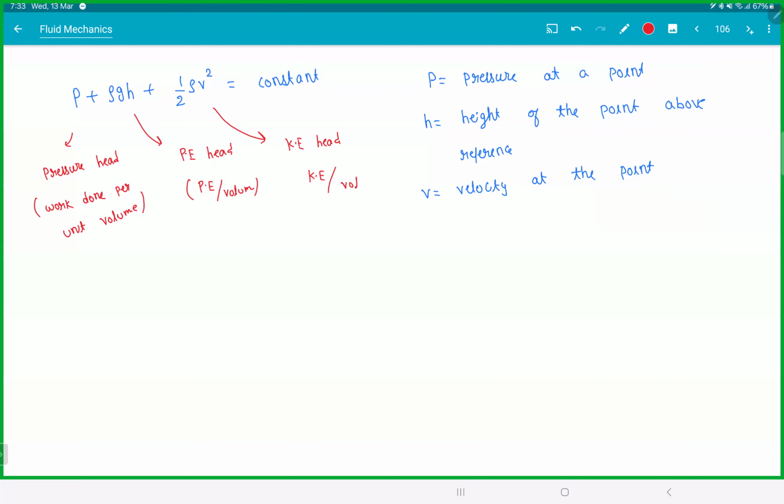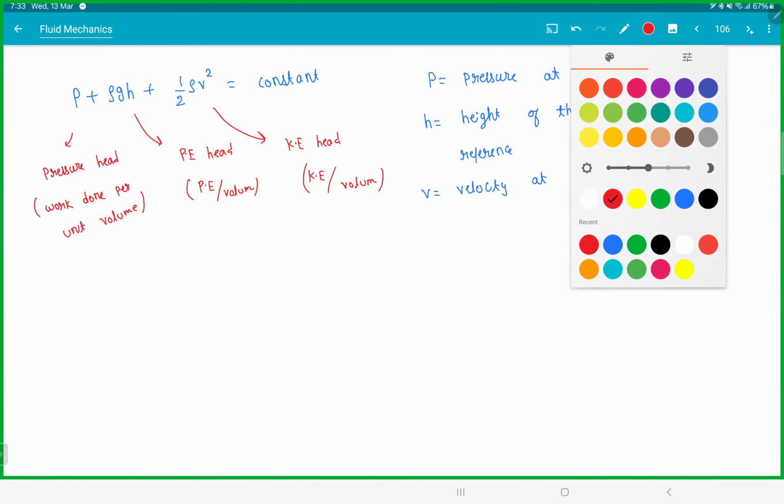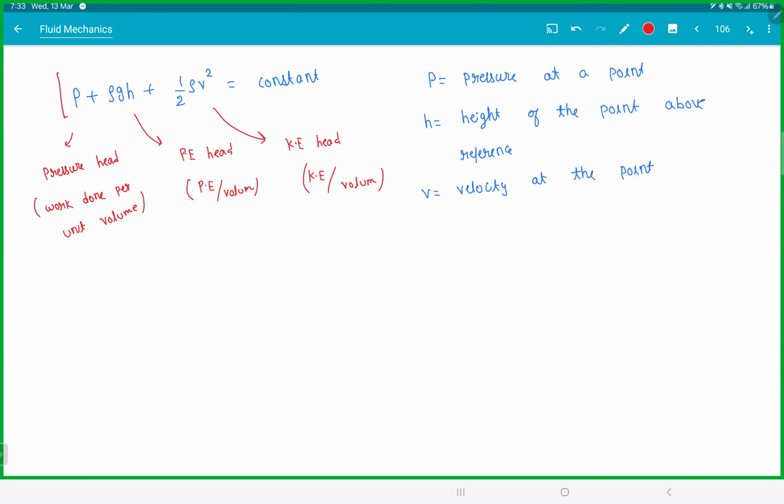It is important because they'll ask you in units and dimensions: find the kinetic energy head. And you should know it means kinetic energy per unit volume. This is the formula there. Remember, this is valid only for two points on a streamline. This is not valid between streamlines also.